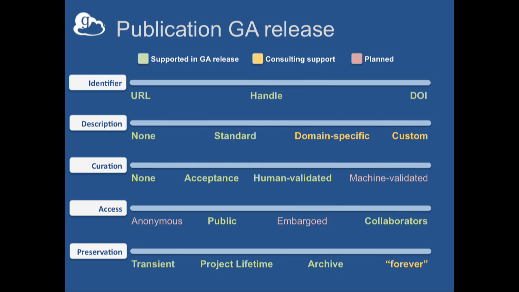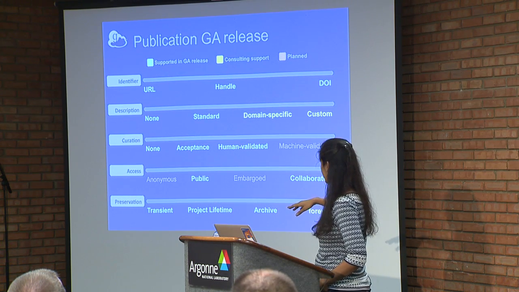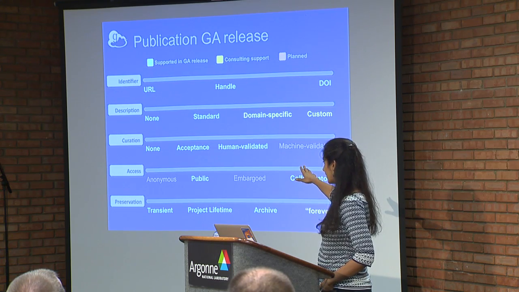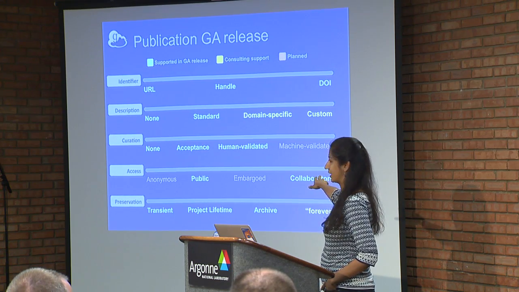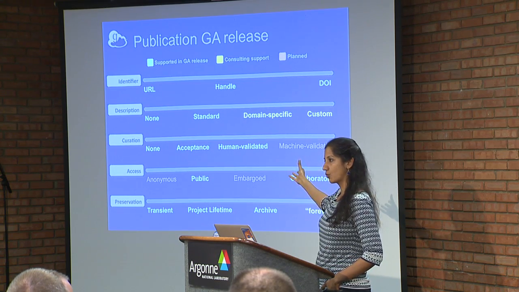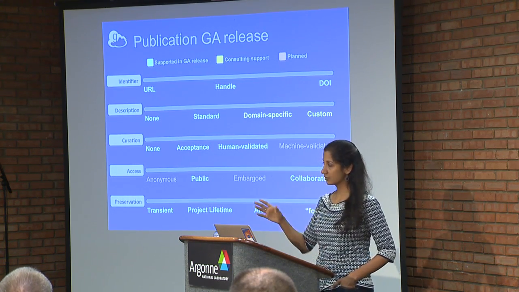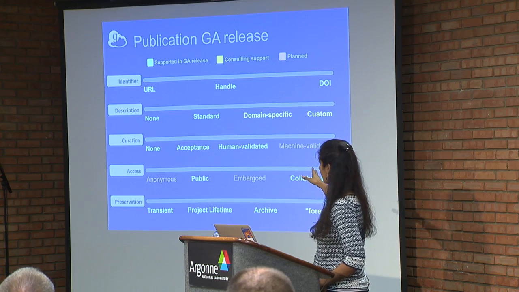So for example, as part of a project where you're just sharing data within the collaboration, you might simply want a handle or even a URL as an identifier because it's not going to get preserved for a long time. You may have your own custom metadata that you've agreed on within the project. Maybe the curation is just hand validated and it's available only to your collaborators, right? So you can pick what attributes you want for your collection.